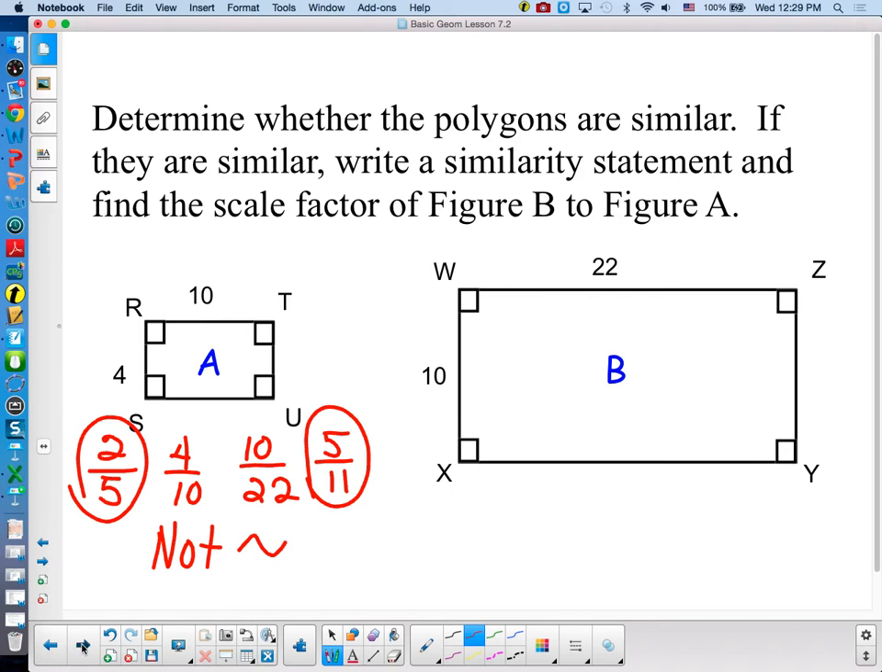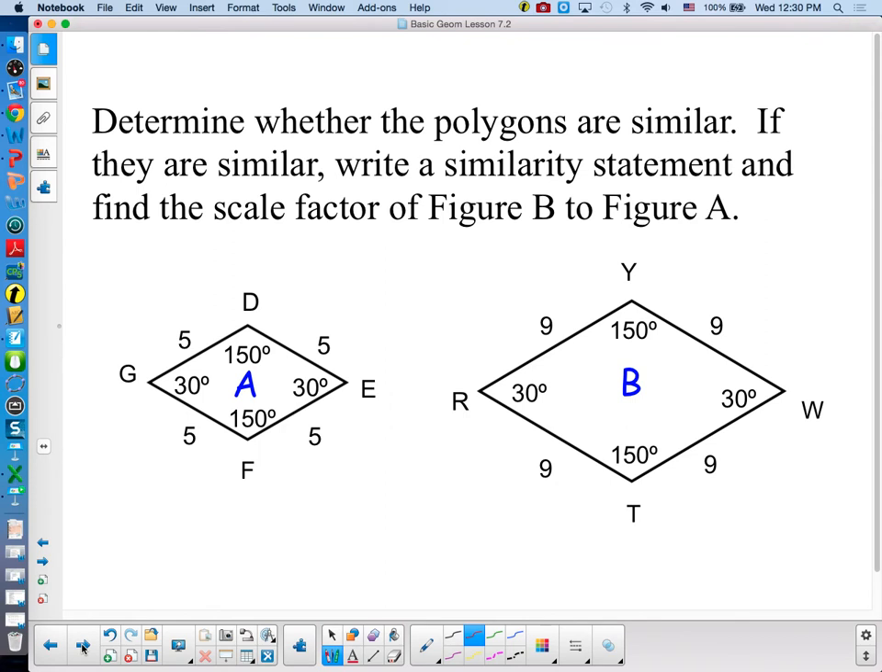Okay, let's try another one. Determine whether they're similar. Again, we'll do things if they are. Angles. Does every angle of figure A have a matching angle in B that's the same? Yes. Okay, sides. 5 from here. Which one should I compare to over there? It really doesn't even matter, does it? These are all 5s, those are all 9s. So no matter which sides you compare, isn't it 5 to 9? For all of them? Are these two figures similar?